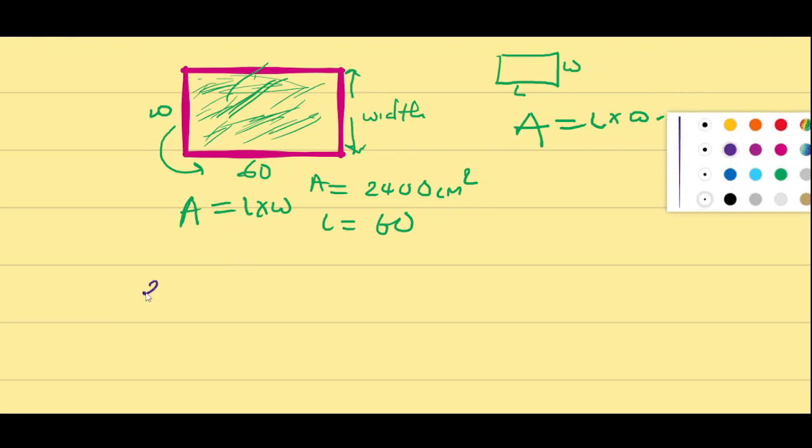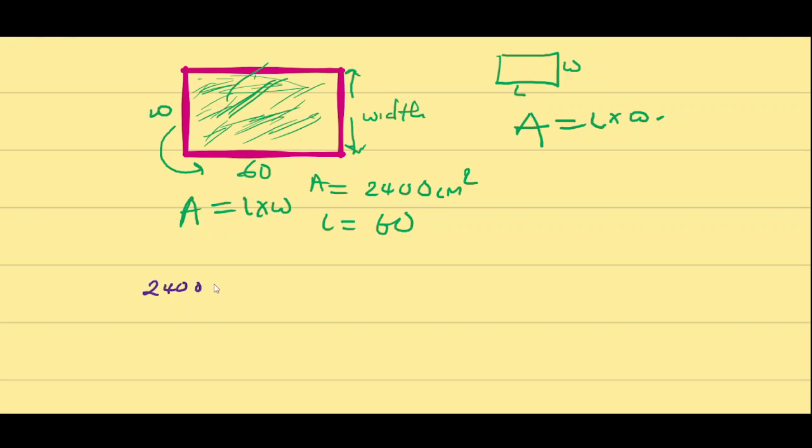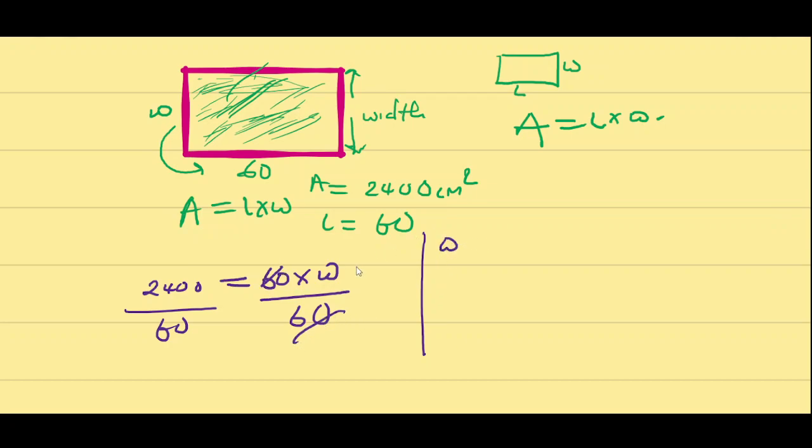Here we will now have 2400 centimeters squared. Let's just put 2400 is equal to 60 times the width, which is W. Here we have to divide both sides by 60. Now 60 cancels out 60 on the right, and we have W. So W is equal to 2400 all divided by 60. So the 0 cancels out the 0.